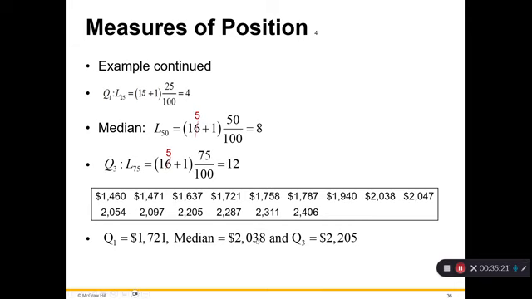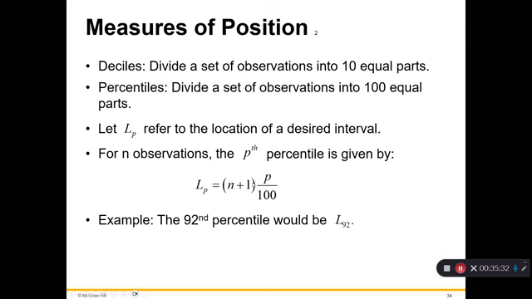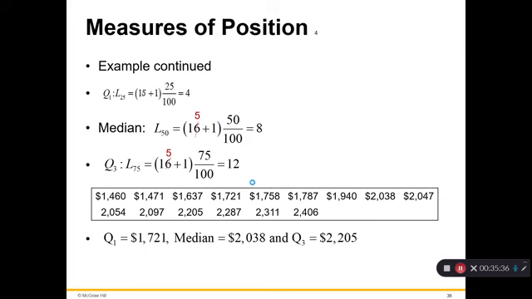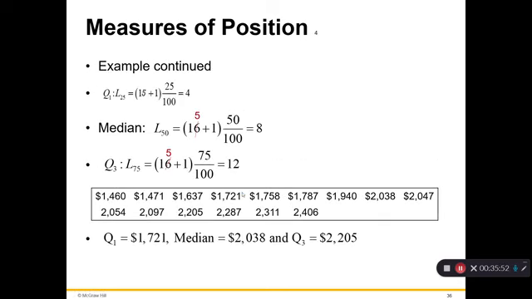Now we need to find Q1 and Q3 and also the median. So what is the formula for that? We have the formula here. We're using this one, right? And in this case, what is P? P is the Pth percentile. So we have the 25th. So the first quartile is the 25th percentile. Then the middle one is 50. So we use these values here.